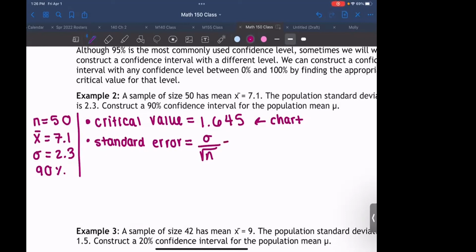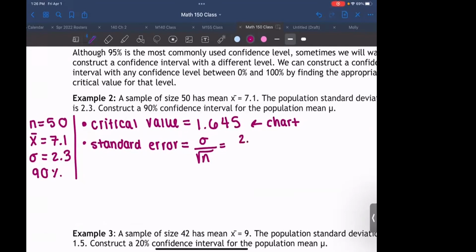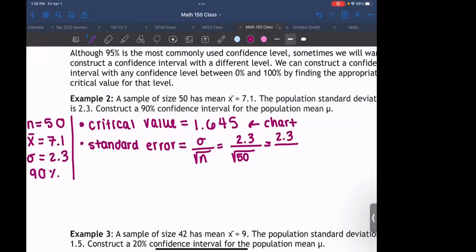Okay. Looks like we can plug in some values. 2.3 over the square root of 50. So my best advice is to do the square root of 50 first. I actually didn't do that in my notes. I'm kind of a hypocrite today. But the square root of 50 ends up being 7.07. Now I'm going to go in my calculator and do the division, and that gives me 0.325.